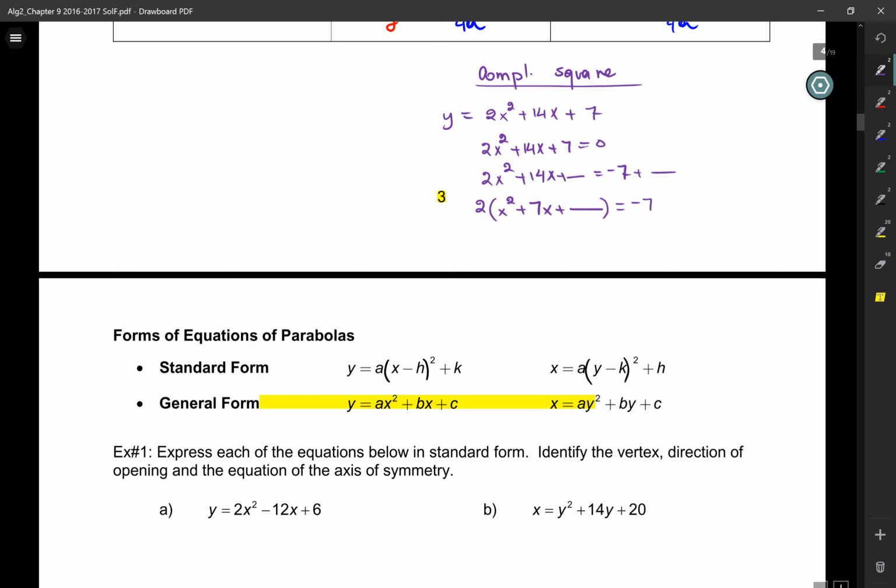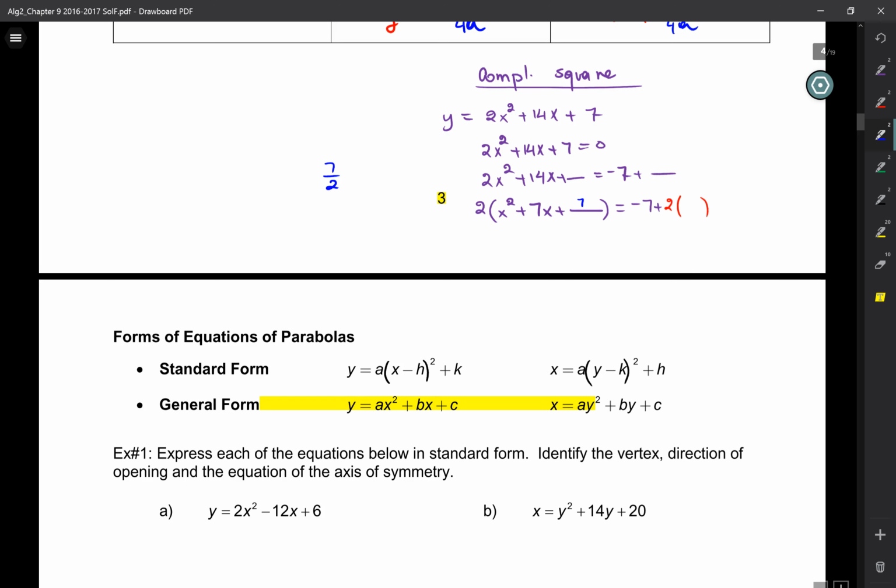Now, though, it's -7 plus 2 times a number. Do you remember? Just say yes. Yes. Okay. So what number is going to go in that blank? 7 divided by 2 and then squared, which was 49 over 4. Okay? And then what did we do?